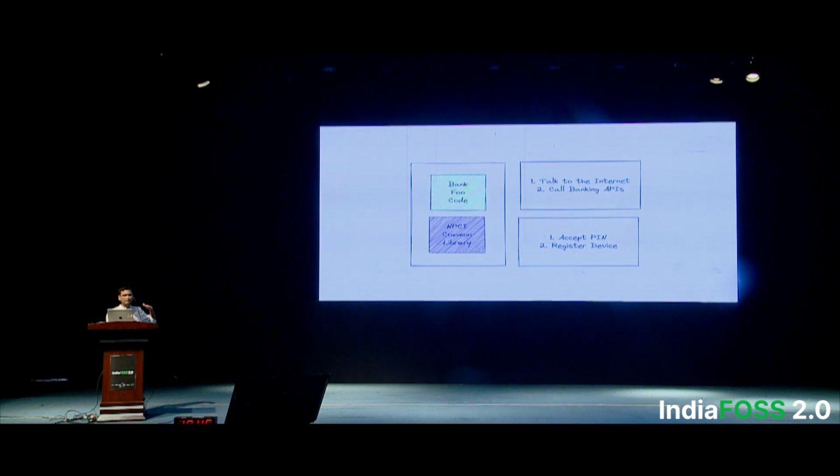So this is a fairly strict separation of responsibilities across all UPI apps. The NPCI app is responsible for some parts of the device registration and accepting the PIN, and the bank foo code will actually just talk to the bank. The NPCI library never actually communicates to the internet. All that communication is proxied through by the bank side.